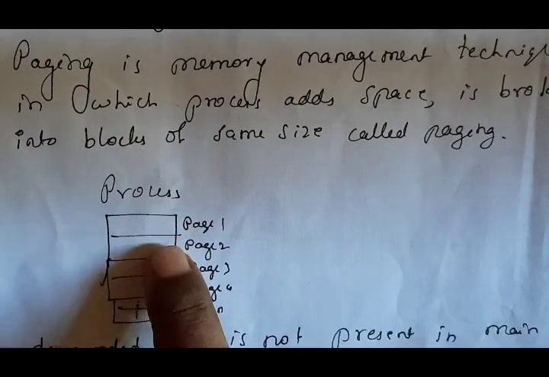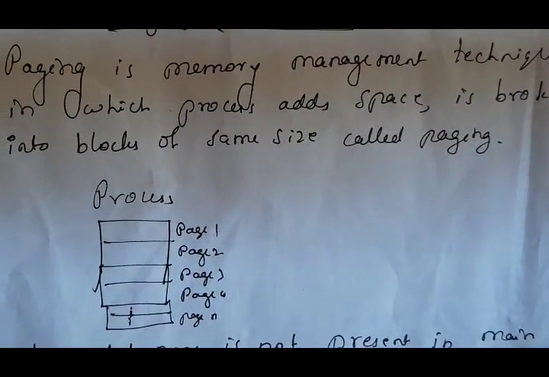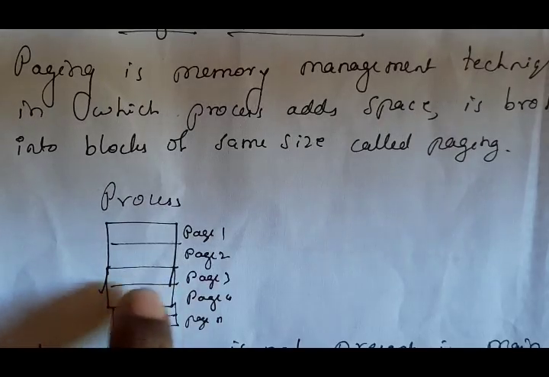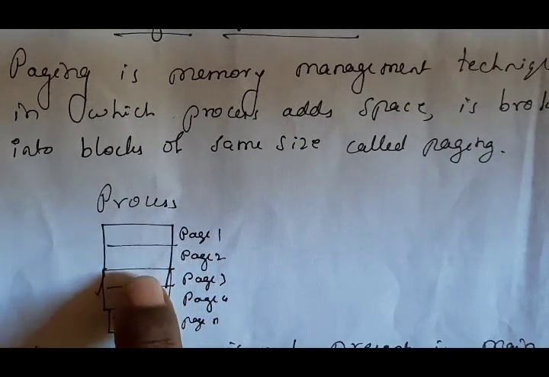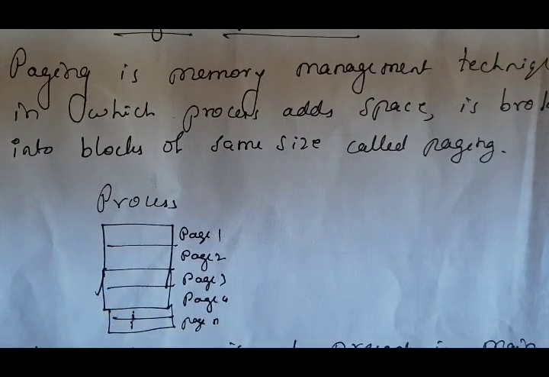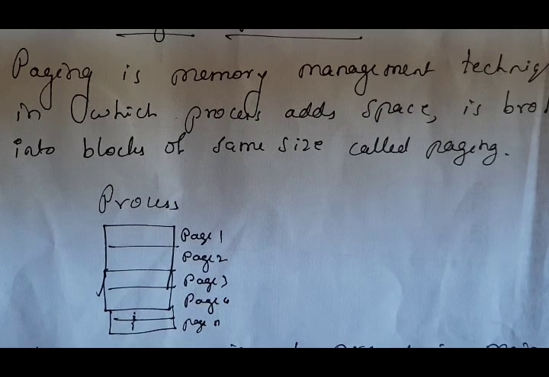A process broken into blocks of the same size is called paging. This is page 1, page 2, page 3, page 4. The CPU wants these pages to execute.